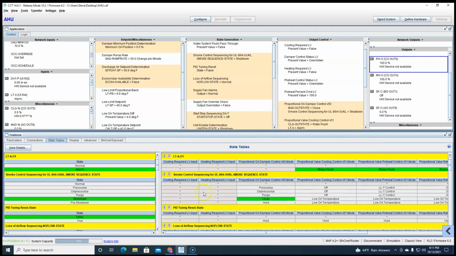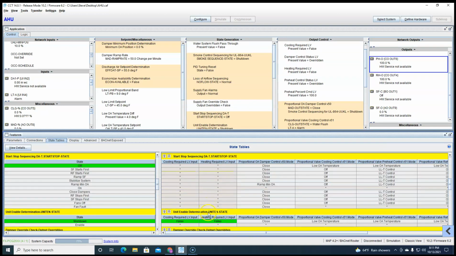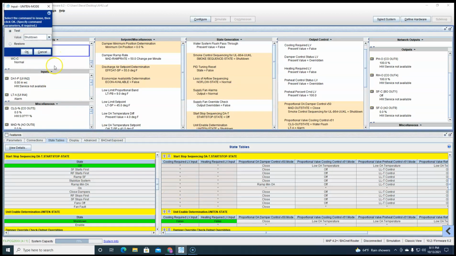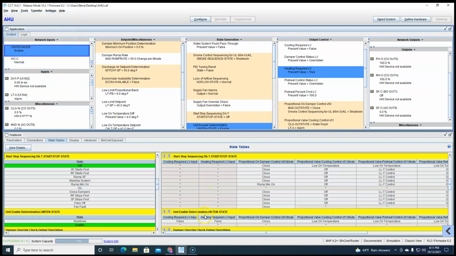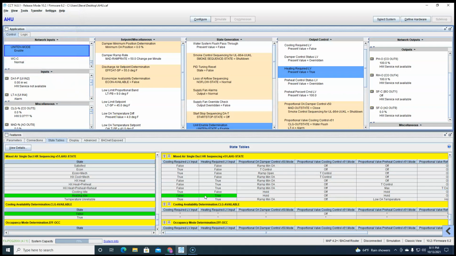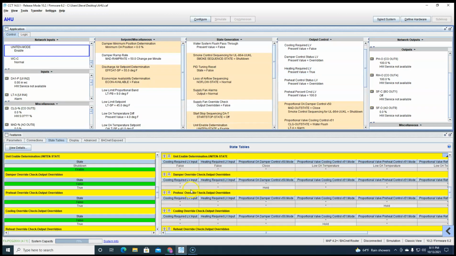So the only things that we don't have are these guys. And look, unit enables and shutdown, that's causing that to be false. And I'll show you what happens when we put the unit enable. Now it goes down to, it finds heating idle. So heating is required and cooling isn't because of this right here. And that's it.